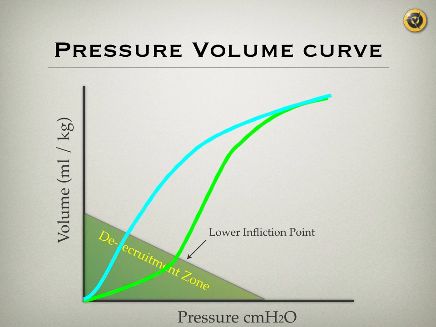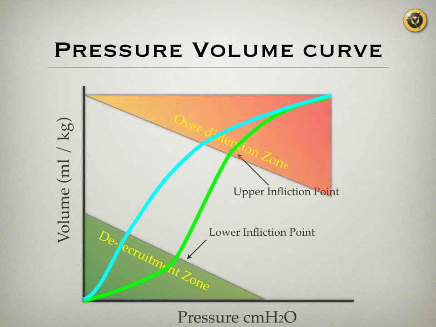And the upper point where the curve changes direction, we call the upper inflection point. And this is where you're over-distending the alveoli. So if all the alveoli are full of air and you add more air to them by adding pressure, that will over-distend them against their elastic recoil, and hence you might be destroying their elements as well. So this is what we call the over-distension zone.